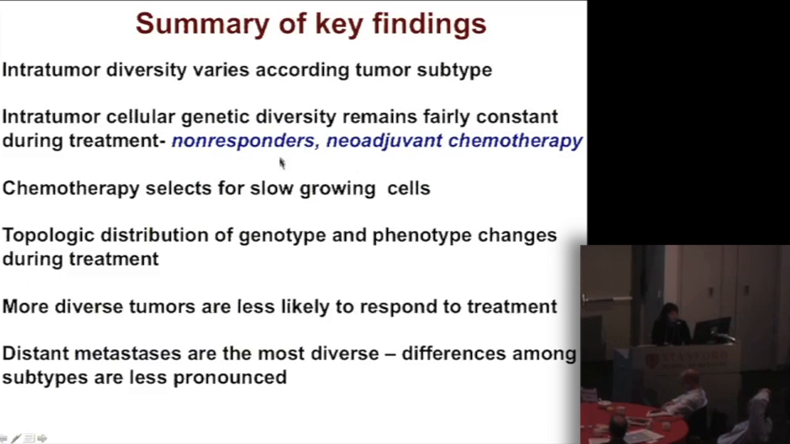So just to summarize these findings, what we've seen is that intratumor heterogeneity varies according to tumor subtype, and this heterogeneity remains fairly constant during treatment. But this was a neoadjuvant therapy, and the pre-post treatment samples were basically missing the non-responders. So there was not really a selection bottleneck. The people who did not respond, we didn't have residual tumors. We saw that the proliferation rate obviously influences what cell types remain in the tumor. The slower growing cells were there. And then we also saw the topologic changes both for genotype and phenotype, and the more diverse tumors were less likely to respond to treatment.